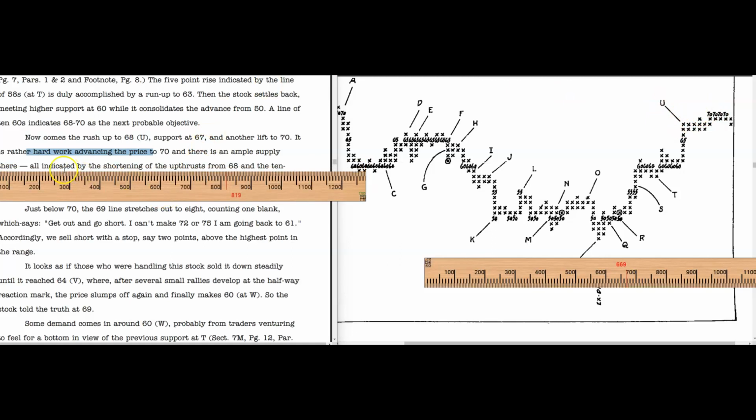All right, there's ample supply, all indicated by shortening of the up thrusts from 68 and to flatten out in a narrow range as the stock encounters the resistance of a former high, former resistance area. So when you see that shortening of the thrust going into resistance, that's a problem for longs.